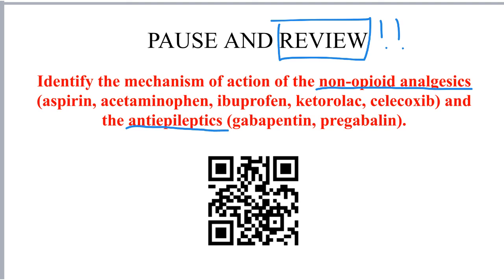For a good review of the non-opioid analgesics from Dr. Kurup, snap a pic of the QR code on the screen.